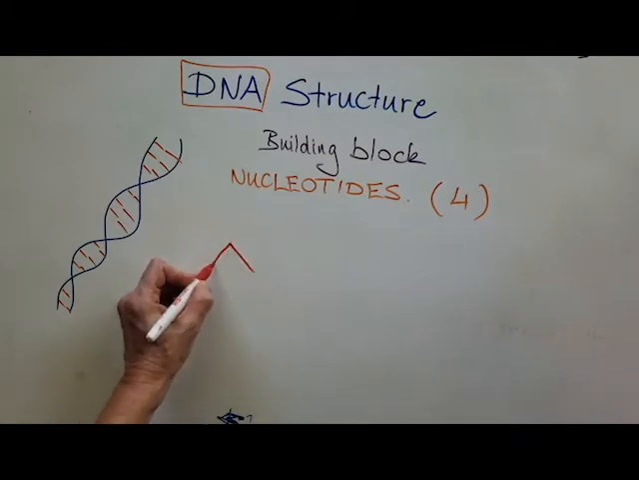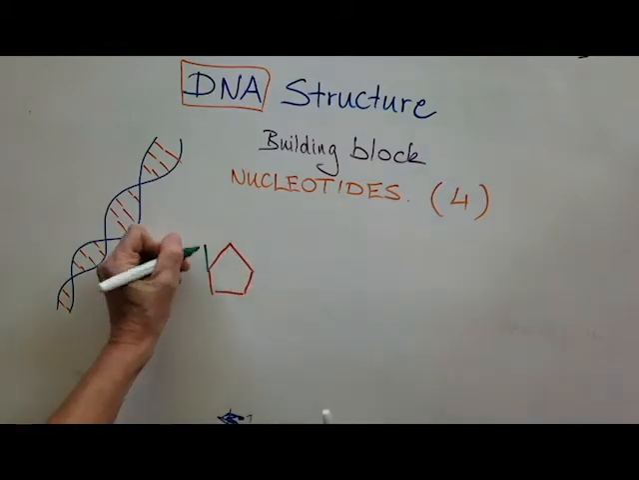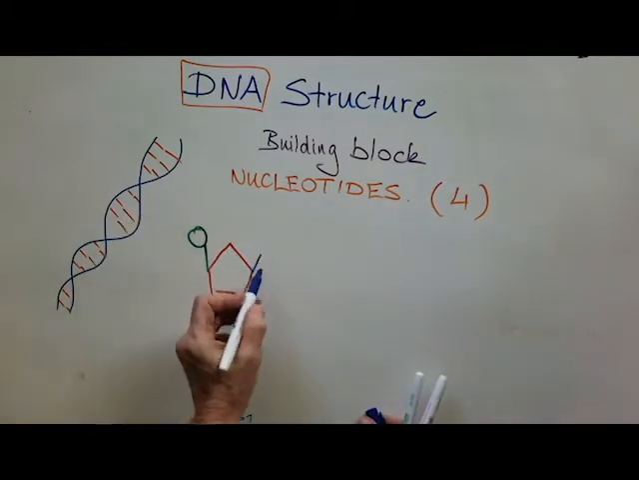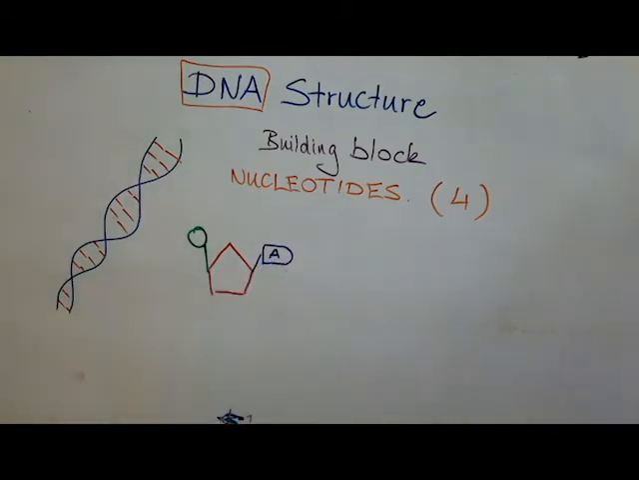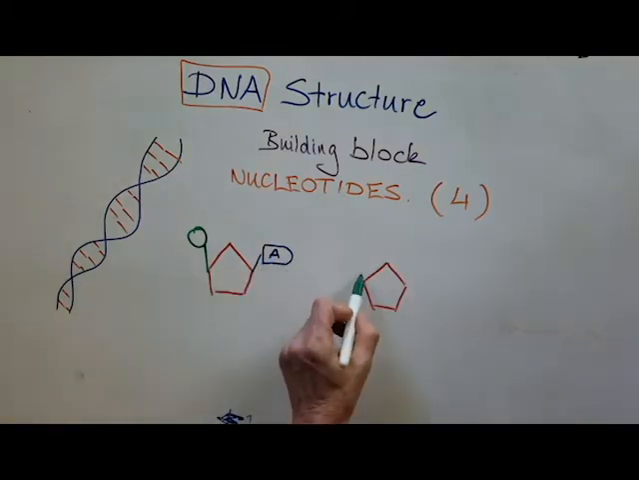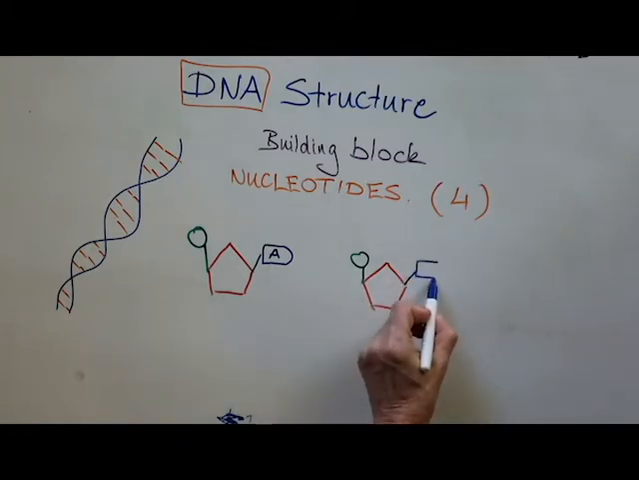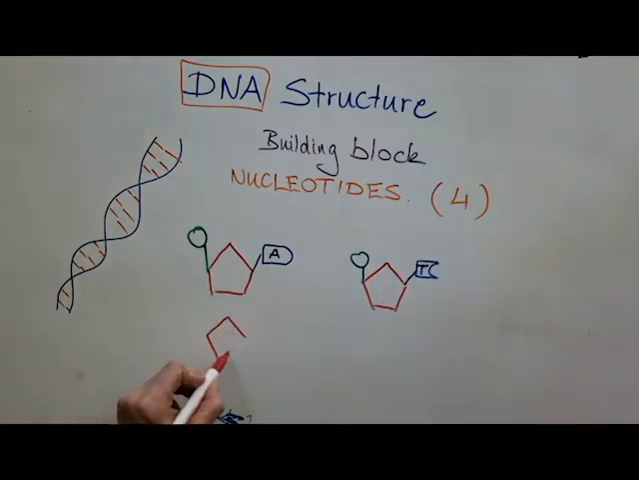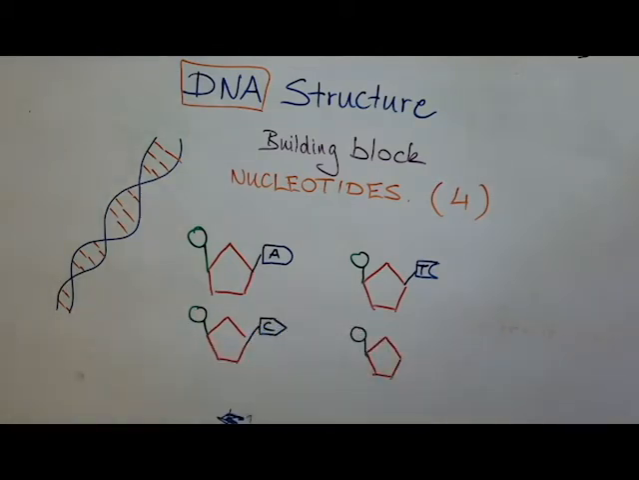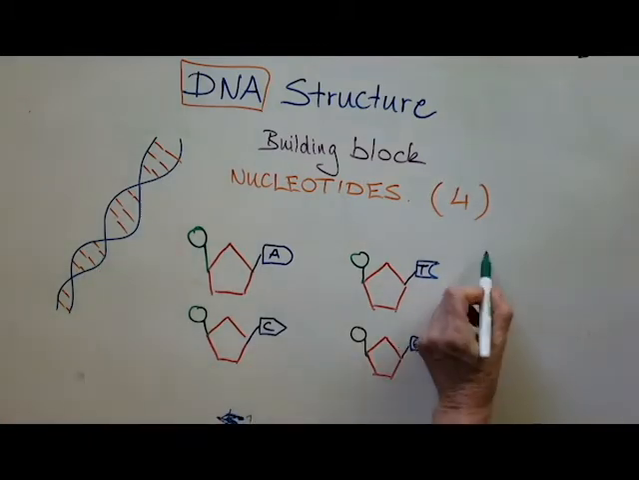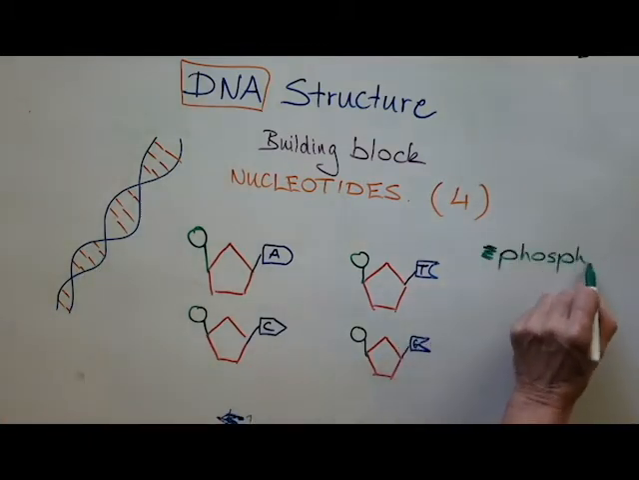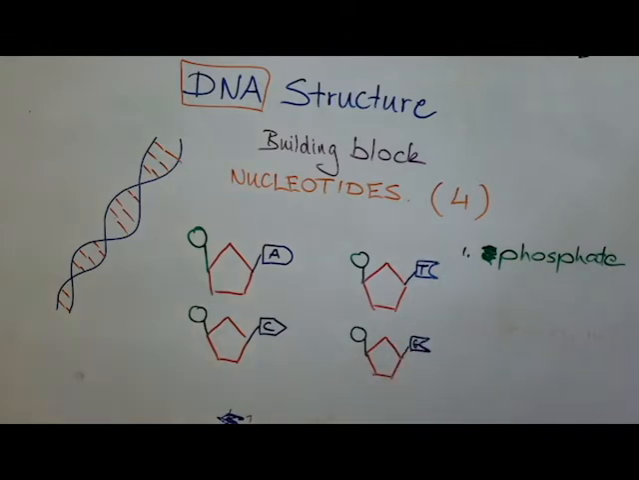Now let's see the nucleotides. They contain a pentose structure, sugar. They contain a green structure and a blue structure, all 4 of them. The only difference between the 4 is the blue structure. These are the 4 different nucleotides, and the green stands for the phosphate group, or phosphate for the molecule.